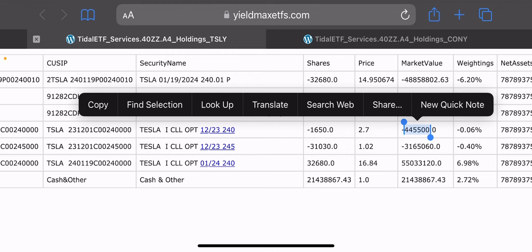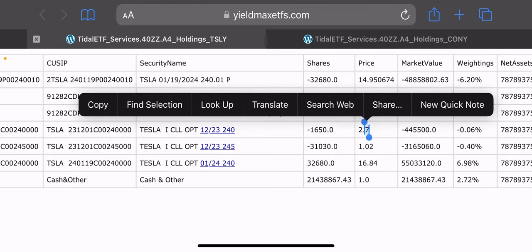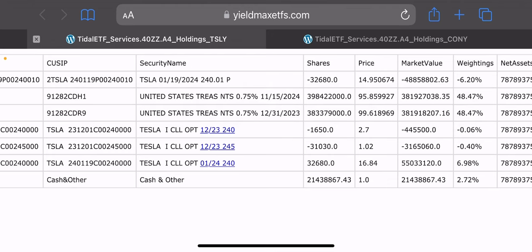So as Tesla goes up, this market value, the negative amount, will be a larger amount, and we'll have to pay more to get out of the position. But if Tesla continues to go down and under these strike prices, the market value will continue to go down to essentially nothing. Maybe it's easier to look at the price. You see the price is only 270 per share to close, and the other one is 102.